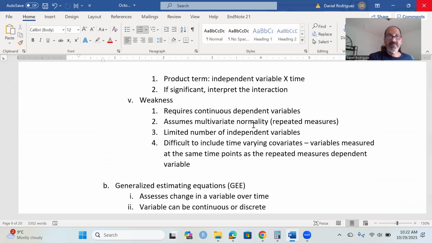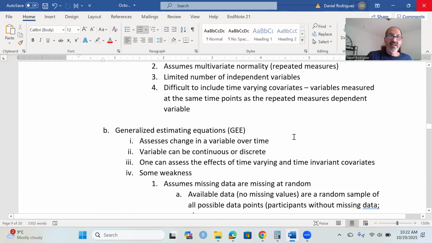If you do it just twice, limited number of independent variables. You can't have a plethora of independent variables. Well, you never do want that anyway, but you're limited in your number. Difficult to include time varying covariates, variables that are measured at the same time points as the repeated measure dependent variable. So if a covariate changes over time, I'd like to maybe include that change. I mean, you can do it, but it's not as easy.